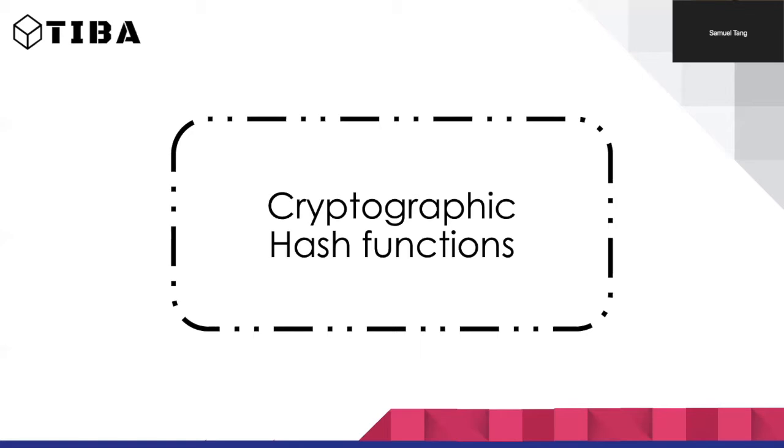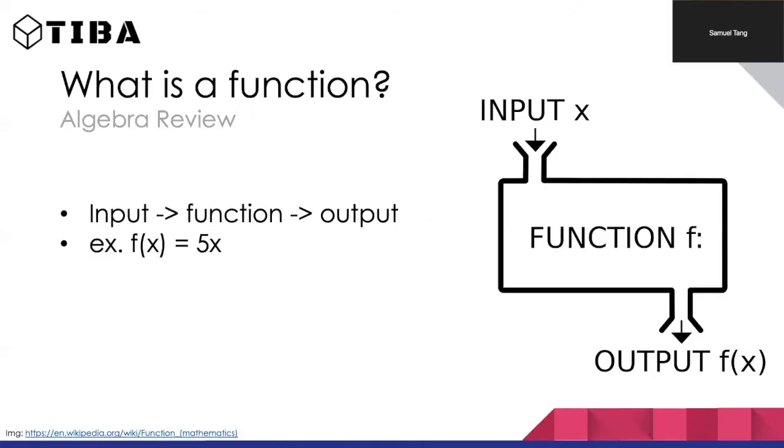So first, cryptographic hash functions. I want to start by talking about what a function is. I think most of you learned it in algebra class. It's basically something that takes an input and then produces an output, right? So for example, f(x) = 5x. If the input x equals 1, then the output would be 5. If the input x equals 2, then the output would be 10.